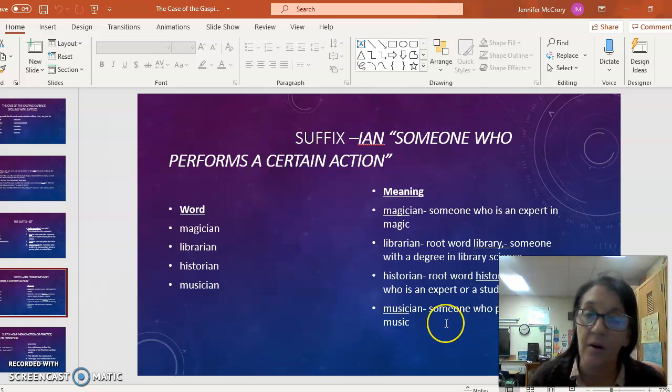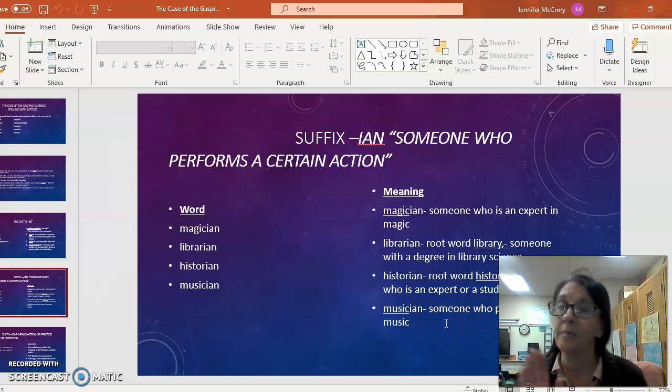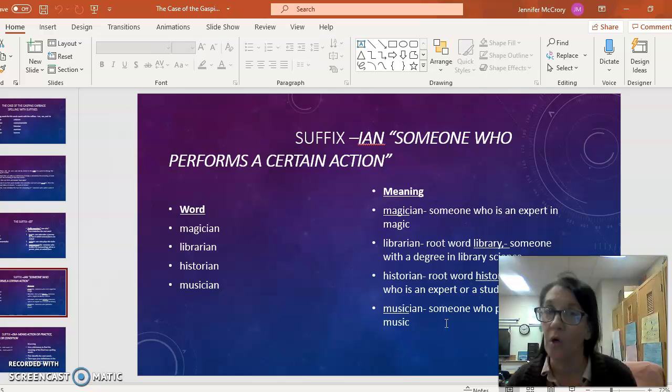Okay. Now, our last one, real quick before we run out of time. Musician. We all know we can see that root word music. If I add my IAN to the end of it, it is someone who plays or performs music. You may be a musician. Many of you may be very talented in music already. All right. Give yourself a big pat on the back.